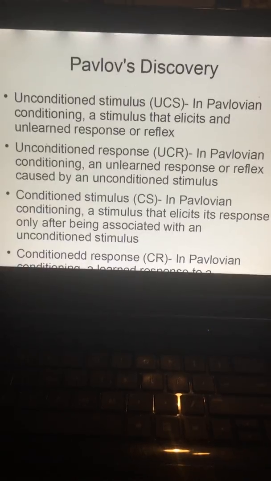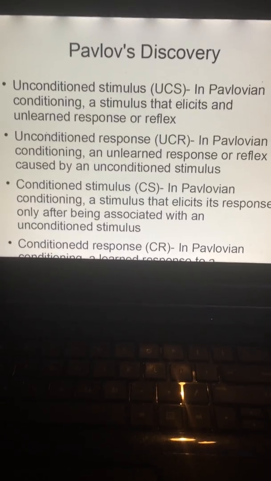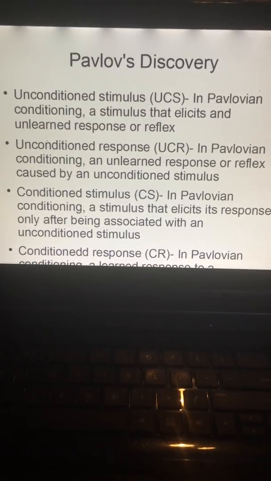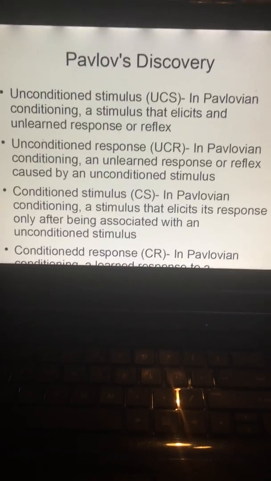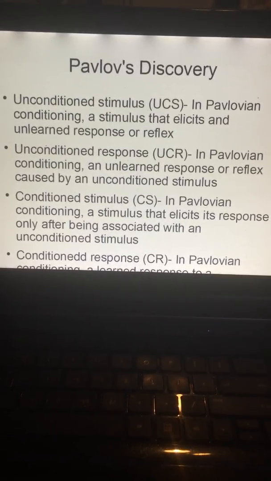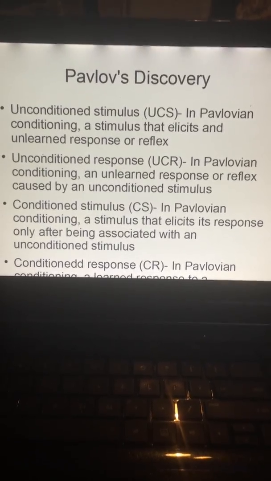Someone comes up behind me with a pair of cymbals, I might jump. That is an example of an unconditioned response. Please know the difference between those two. Those are essential. Conditioned stimulus, CS, is a stimulus that elicits a response only after being associated with an unconditioned stimulus.